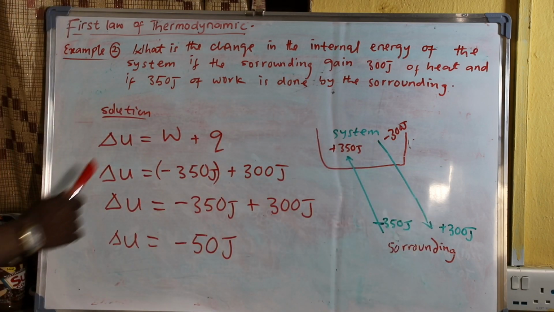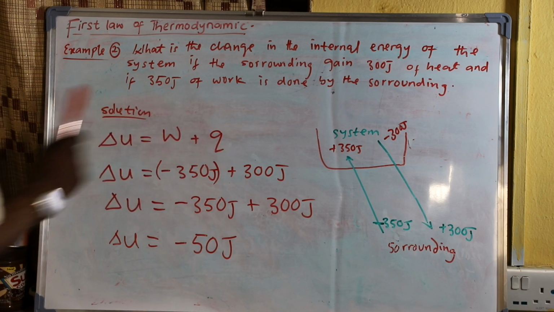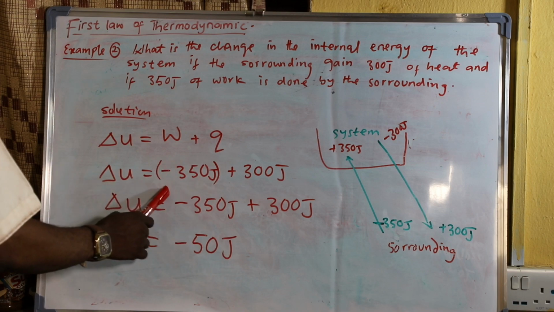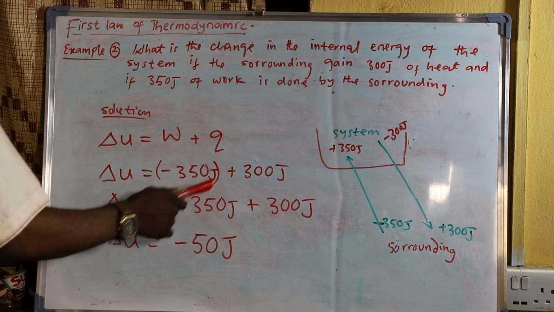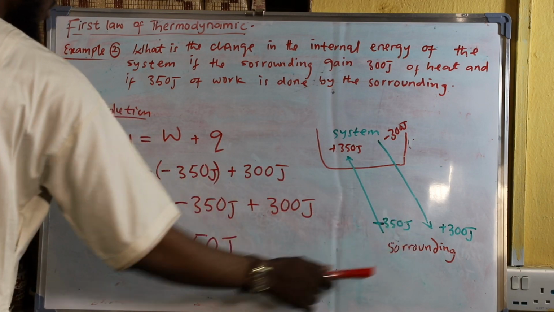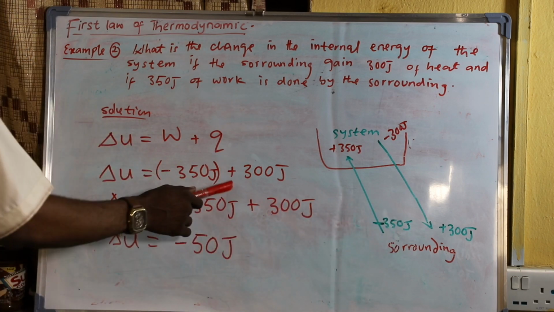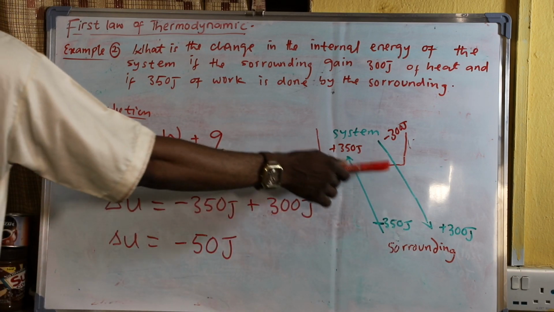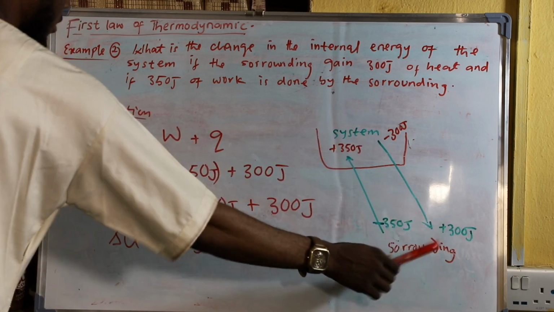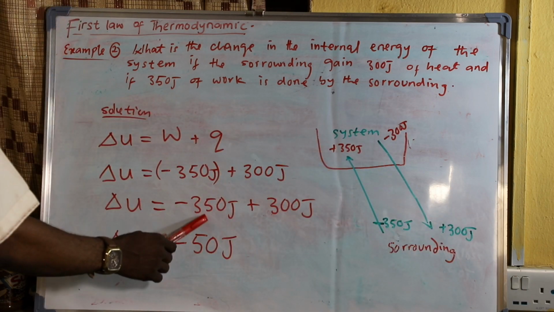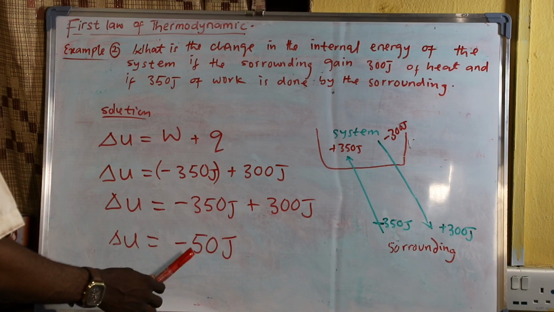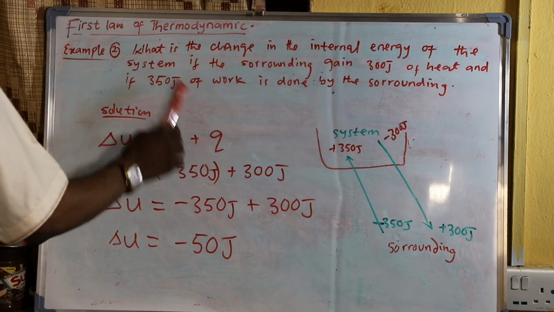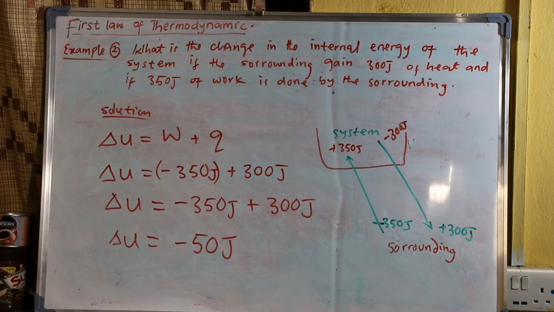Now the system loses 350 joule of work, and the surrounding gains the 350 joule of work lost by the system. So now, using dU is equal to W plus Q and substituting the values, we have minus 350 joule, the work lost by the system, and plus 300 joule of heat. Therefore dU is equal to minus 350 joule plus 300 joule, so dU is equal to minus 50 joule. This value tells us that the change in internal energy of the system is minus 50 joule.